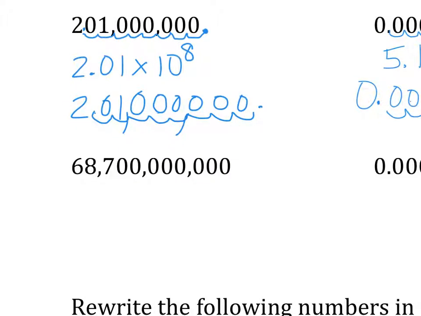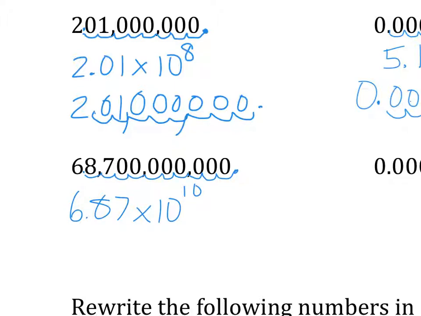Okay, now we have 68,700,000,000. Let's rewrite this one. So our decimal point starts over here again. We go 1, 2, 3, 4, 5, 6, 7, 8, 9, 10. The decimal point will go between the 6 and the 8. 6.87 times 10 to the 10th.